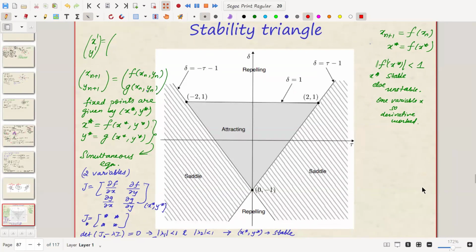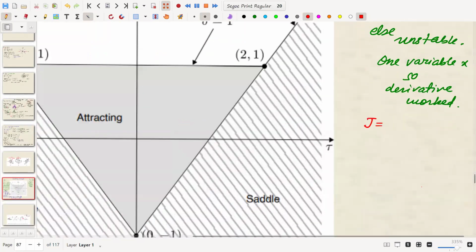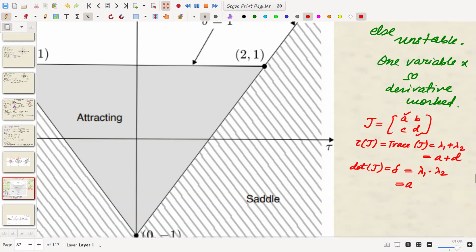Just watch my red part. Suppose your Jacobian matrix J is A, B, C, D. Can you tell me what is the trace of J? Tau. This is known as the trace of J. Trace of J is the sum of eigenvalues, that is lambda 1 plus lambda 2. But it is also the sum of the diagonal elements, A plus D. At the same time, the determinant of J, we usually call it delta, is the product of eigenvalues. It is also related to the matrix elements as A times D minus B times C.